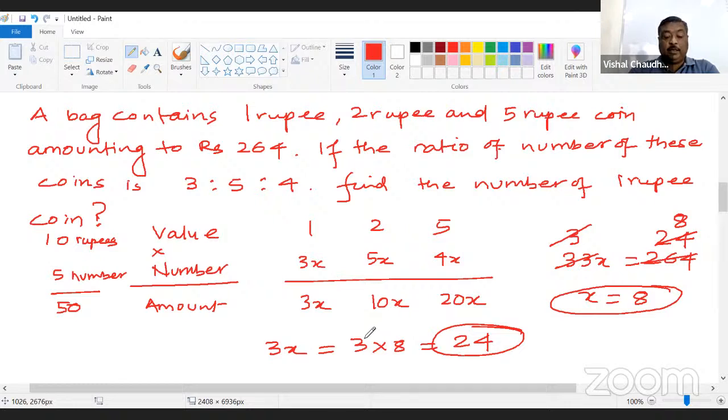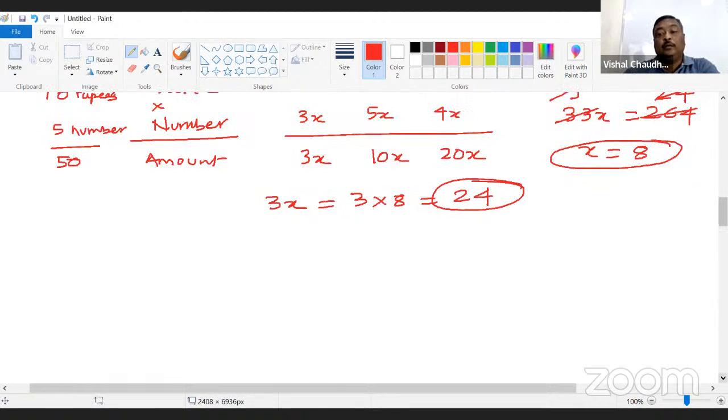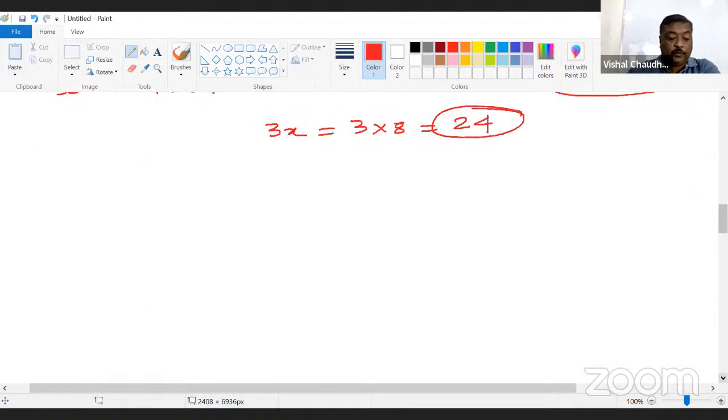Is it clear, everyone? Questions are simple here. Now, let's move to another question, and that is a combination of percentage and ratio.